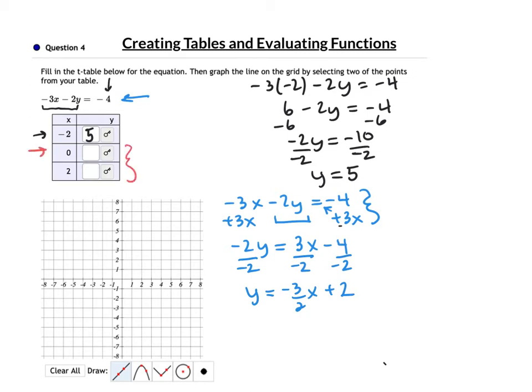We'll plug in 0 for x. That will be y equals negative 3 halves times 0 plus 2. That looks confusing, but anything times 0 is 0, so that just ends up being 2. So y equals 2.